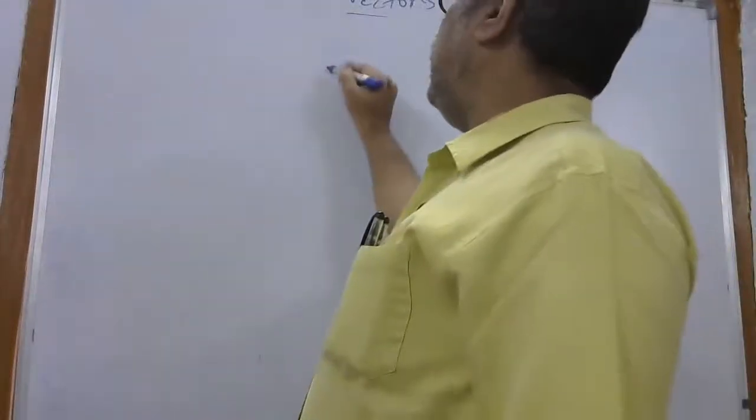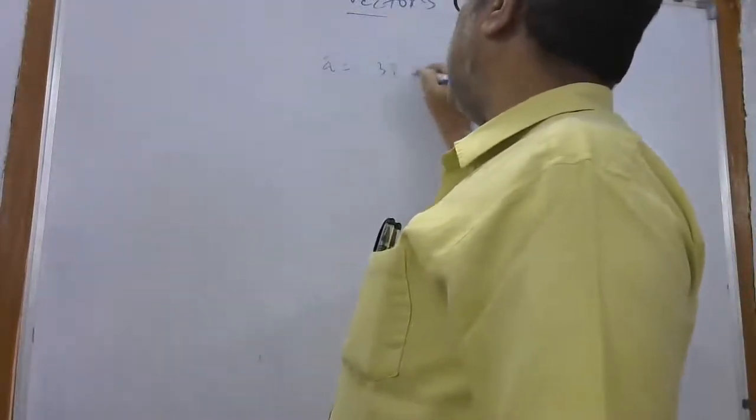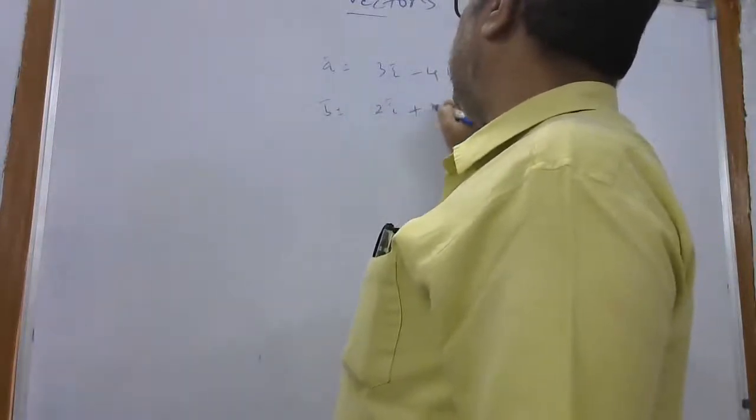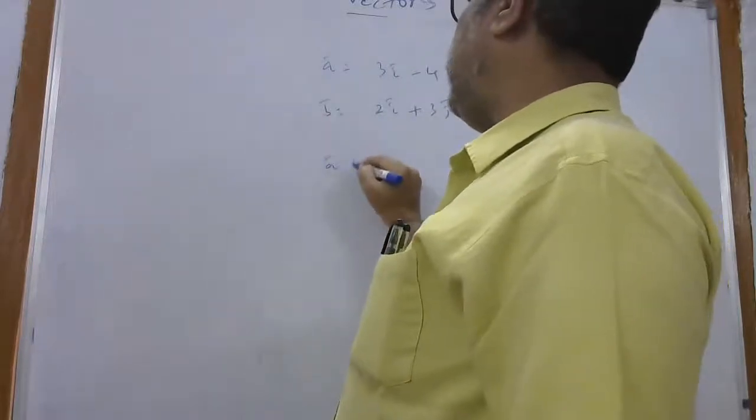Okay, beta. Now take A bar is equal to 3 i bar minus 4 k bar, and B bar is equal to 2 i bar plus 3 j bar. Now find A bar dot B bar.